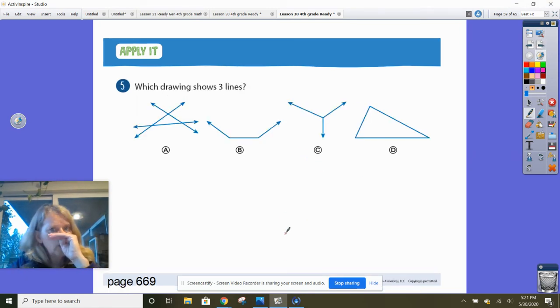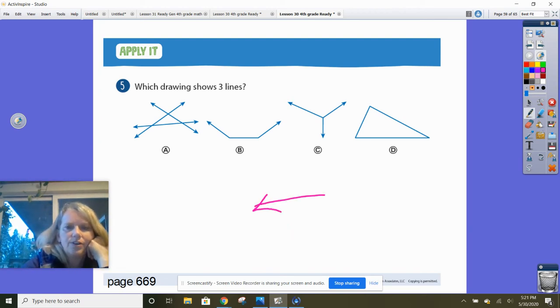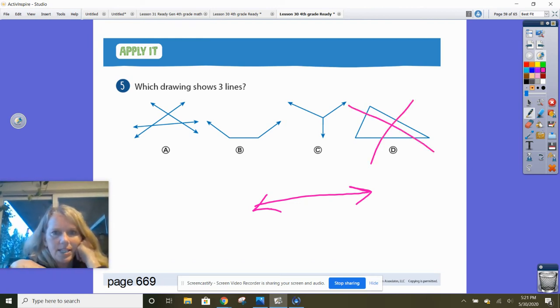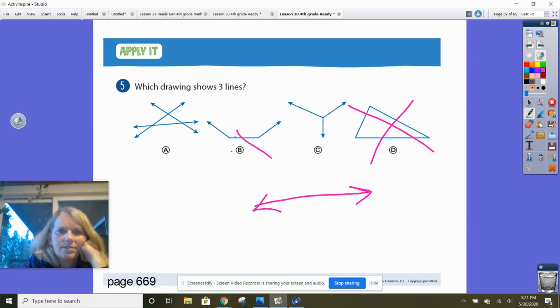Number 5, which drawing shows 3 lines? Definition of a line: 2 points form a line, and lines go on forever. So not this one, because we don't have lines. We've got line segments. This one, we've only got rays.